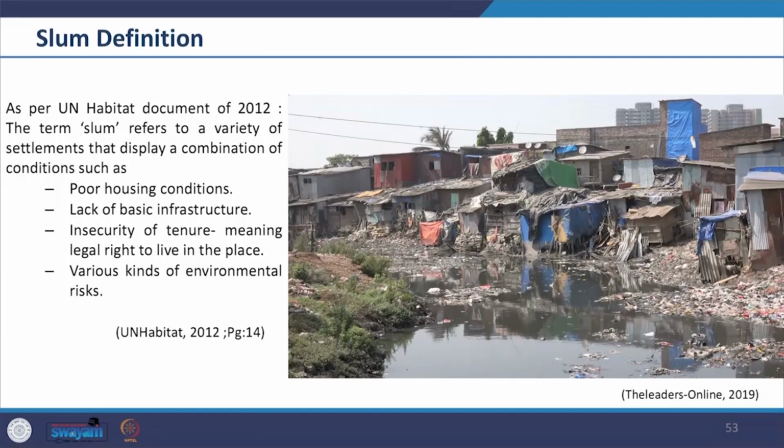Now let us try to understand the term slum. As per the UN Habitat document of 2012, the term slum refers to a variety of settlements that display a combination of conditions such as poor housing conditions, lack of basic infrastructure, and insecurity of tenure, meaning they do not have the legal right to live in the place in which they are living, and various kinds of environmental risk in the place where they live.